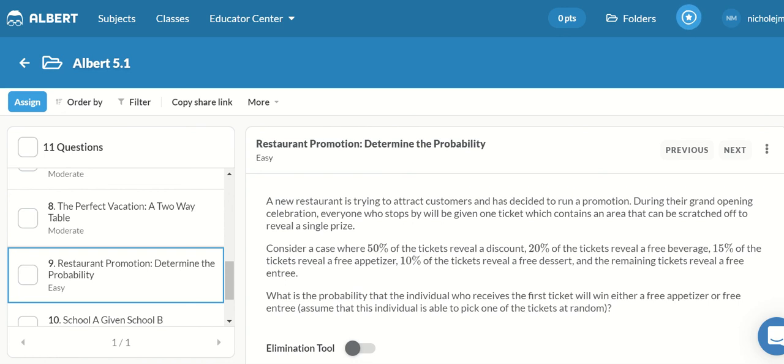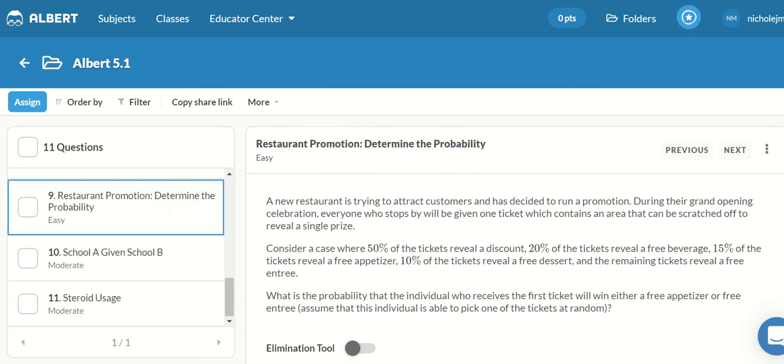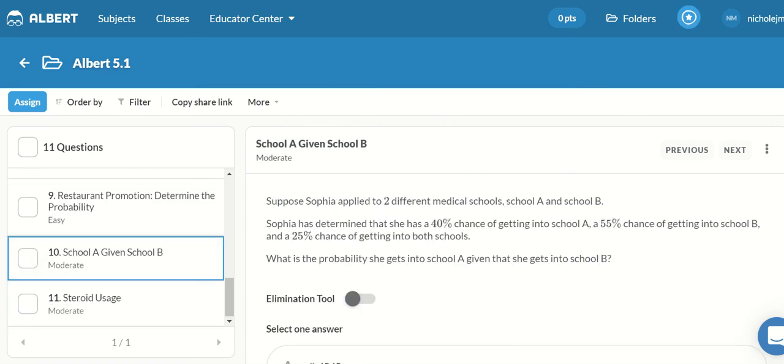Then you're going to take that probability and combine it with the probability of winning an appetizer. This one is not intended to be too difficult. Let's take a look at number 10, and we are almost done.